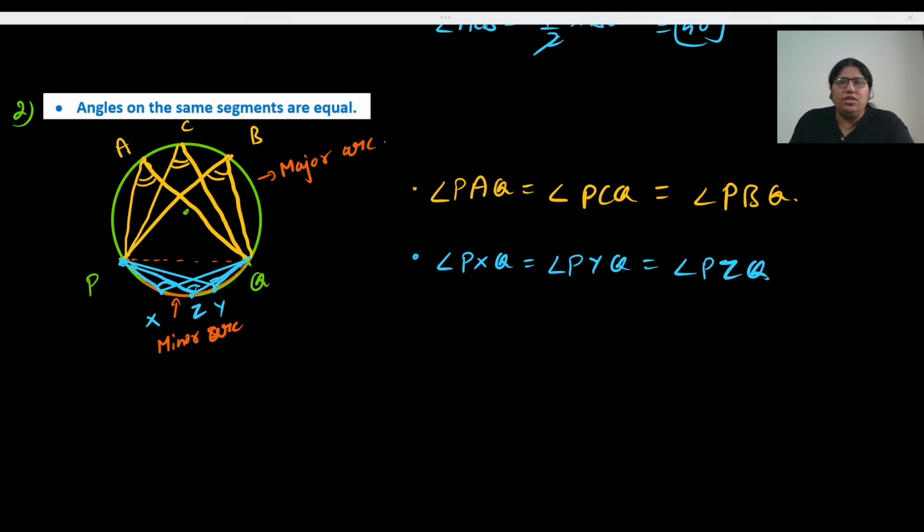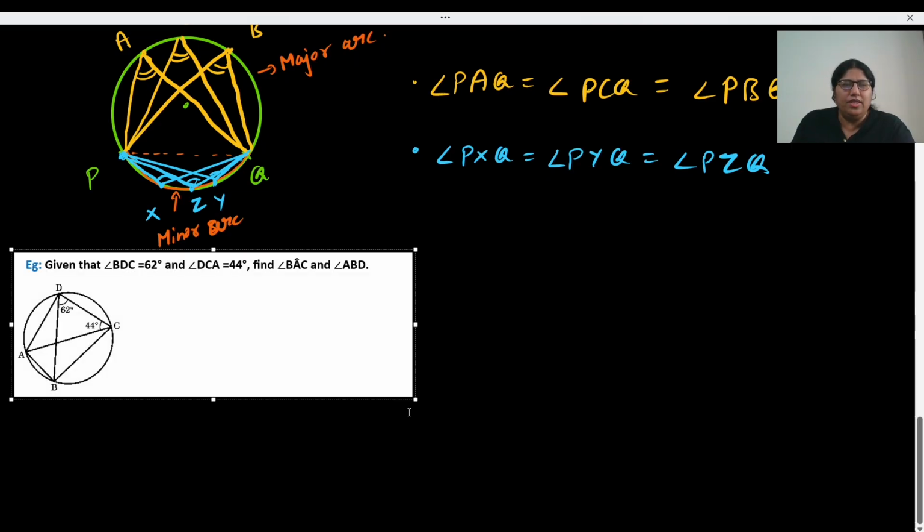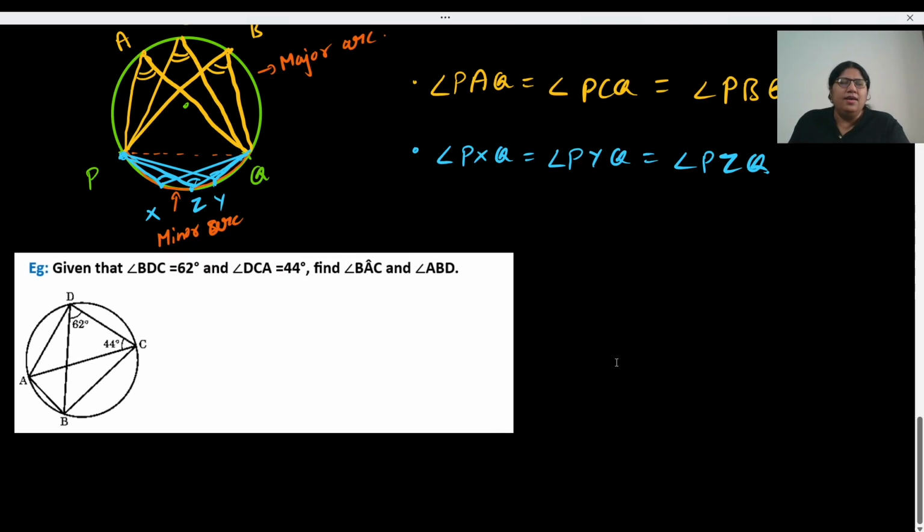Let us solve one question. How do we use this theorem to solve the question? Let us see one example question. We'll be taking an example for each theorem, and then we'll see the exam type questions. So this is what is given in this question. Given angle BDC is 62 degrees and angle DCA is 44 degrees, I need to find angle BAC. So what is angle BAC? This angle. And angle ABD is this angle.